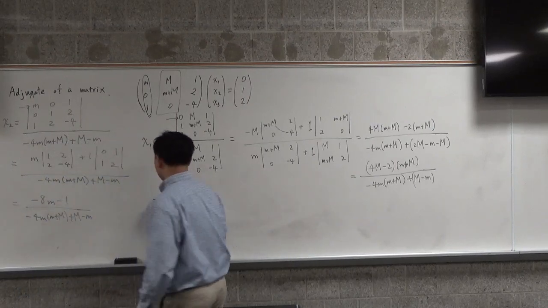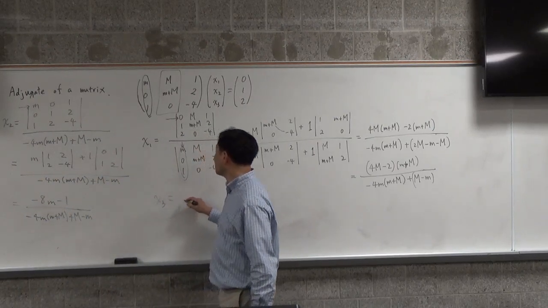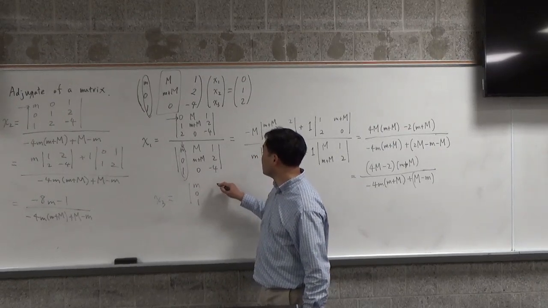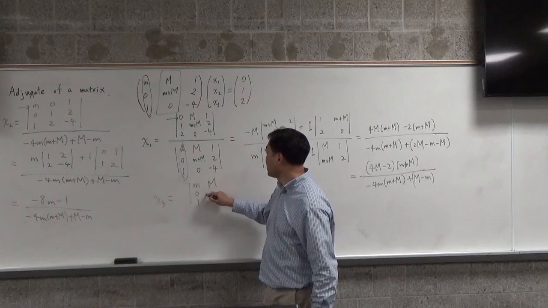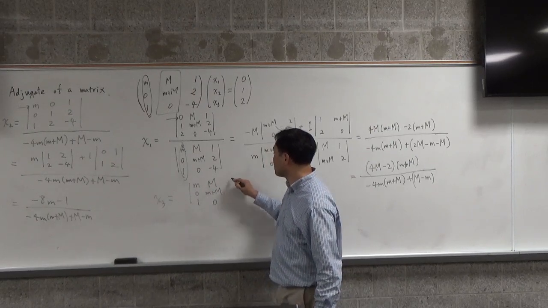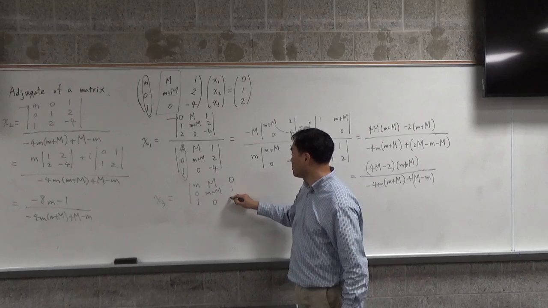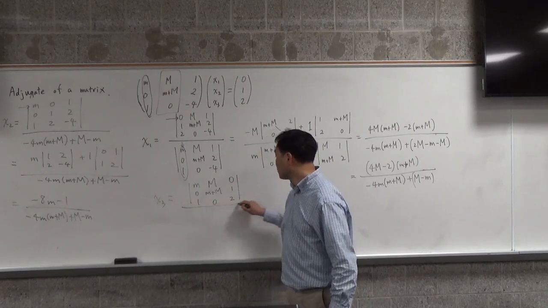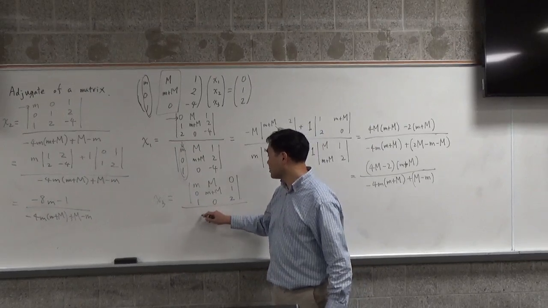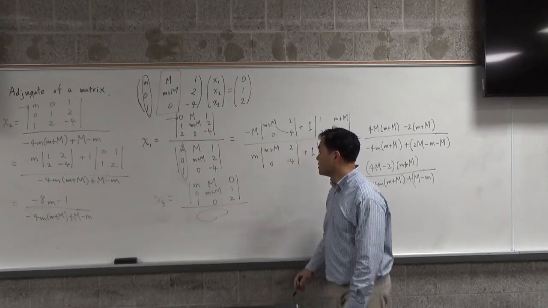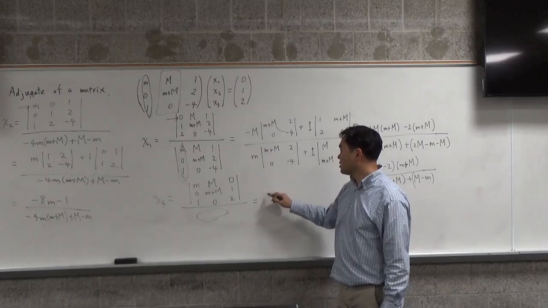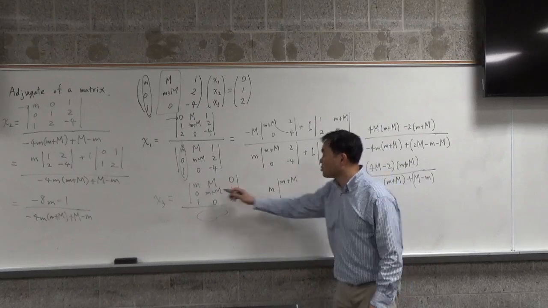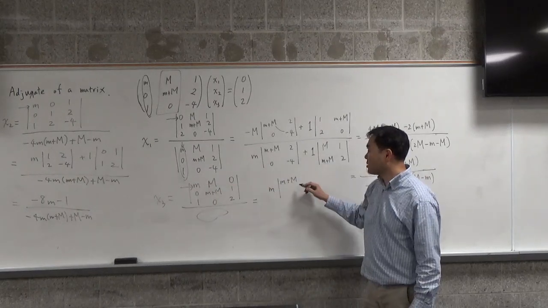And then finally, x3 would be m0, 1, capital M, m plus m, 0 with the last row now replaced by 0, 1, 2. Okay. Over the same thing as before. And this one would be m plus n. I'm doing the row expansion as before, okay?